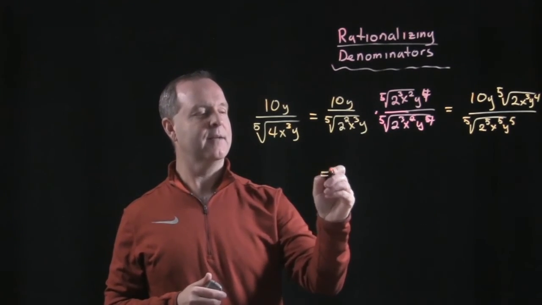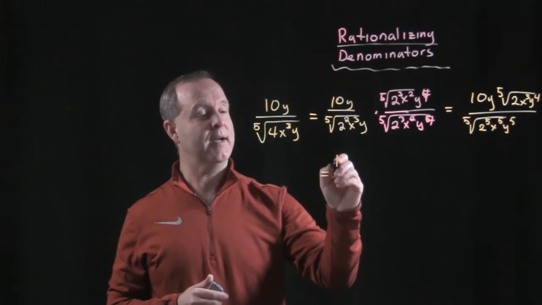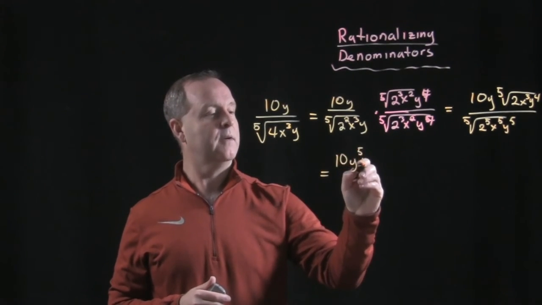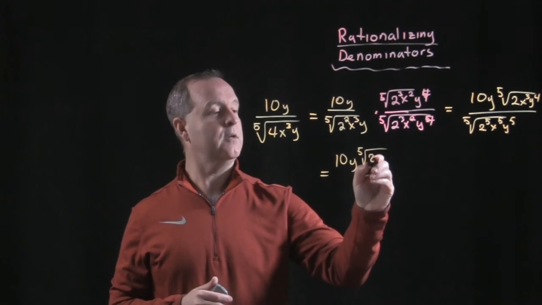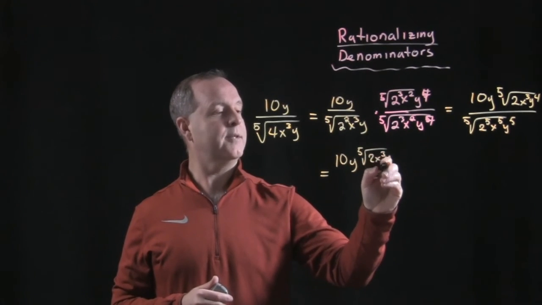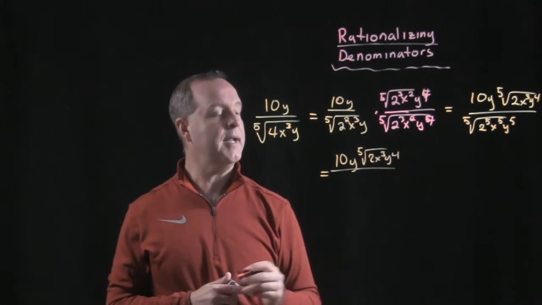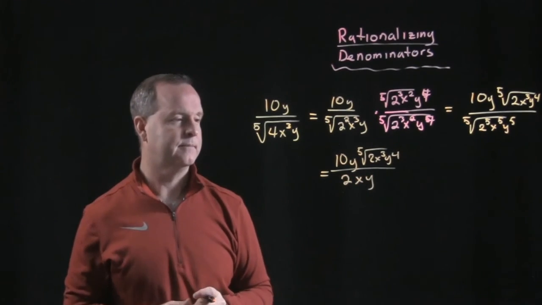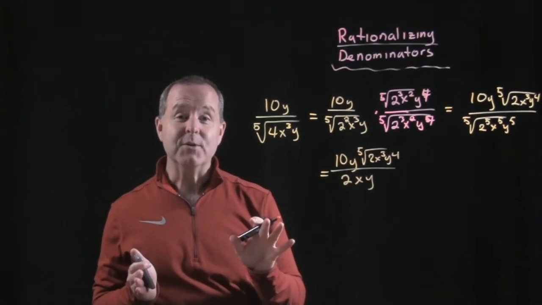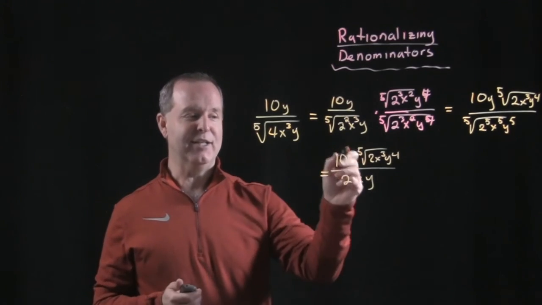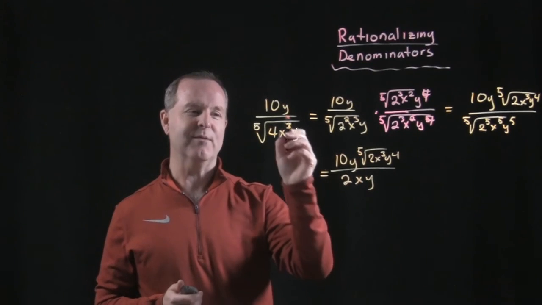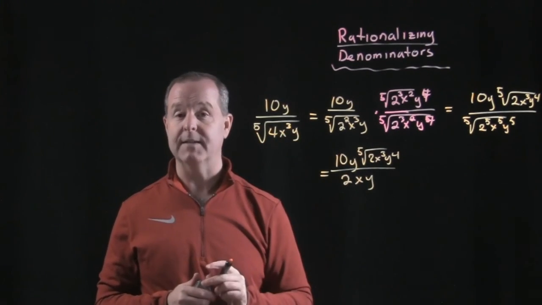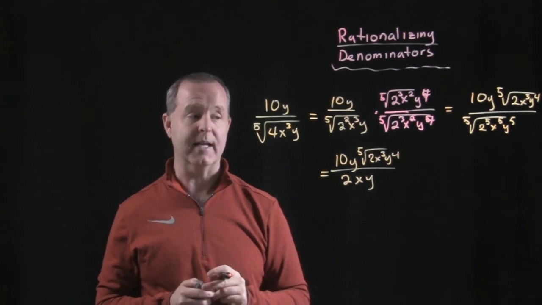And then finally, let's be really careful, write down the numerator with all that stuff in it. 10y times the fifth root of 2x cubed, y to the fourth. The denominator becomes 2xy. It is reduced, it is simplified. I know it looks a little bit more ugly than what we started with, but the key point is that there's no radical in the denominator. And now we can say it is simplified.